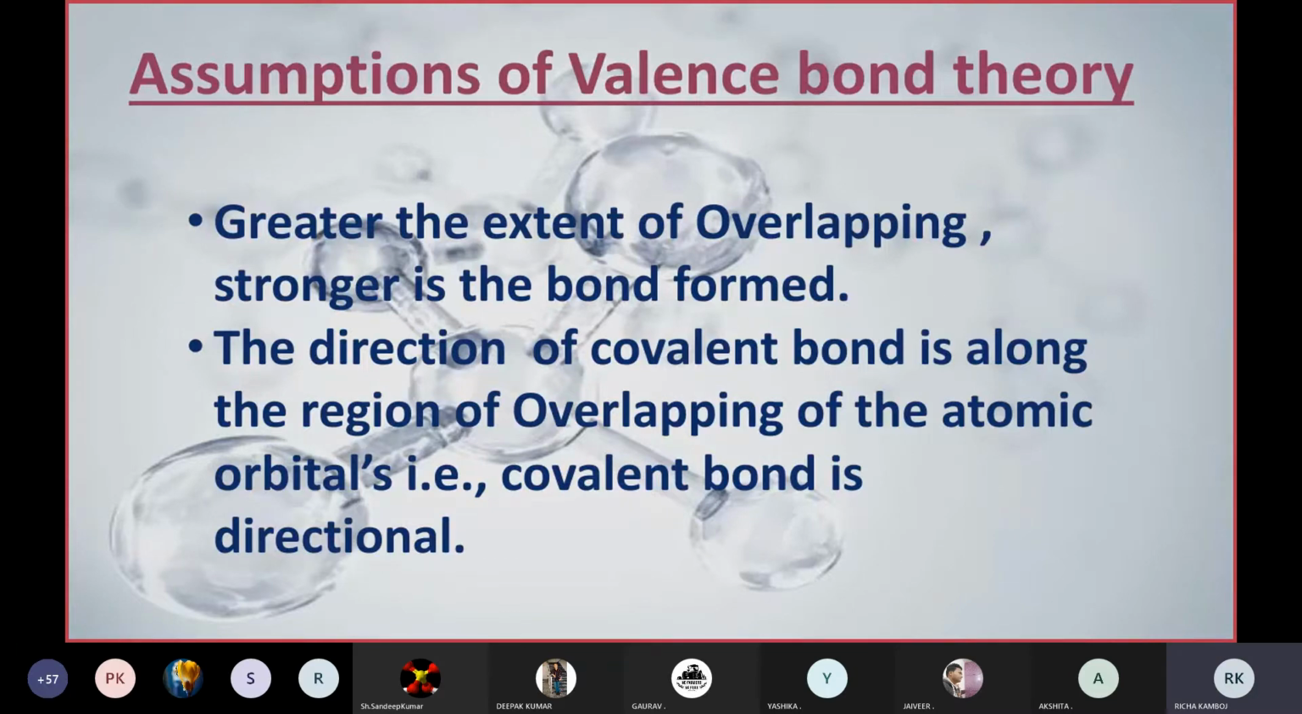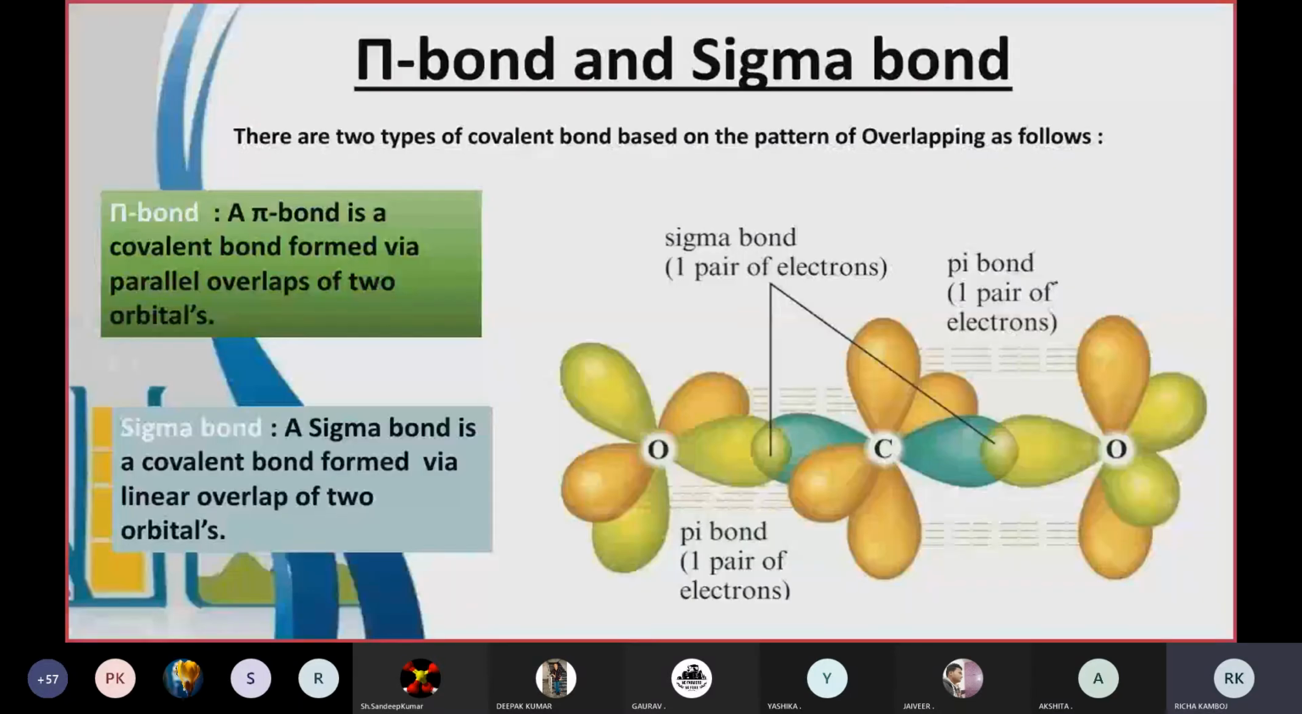Pi bond and sigma bond. There are two types of covalent bond based on the pattern of overlapping as follows. Pi bond: a pi bond is a covalent bond formed by a parallel overlap of two orbitals. Sigma bond: a sigma bond is a covalent bond formed by a linear overlap of two orbitals.